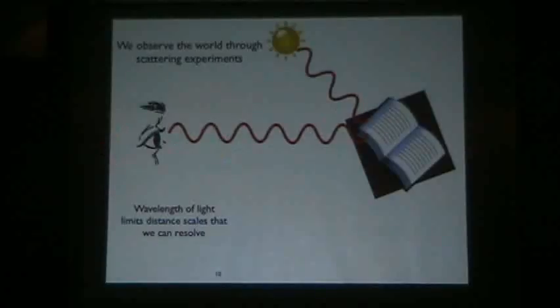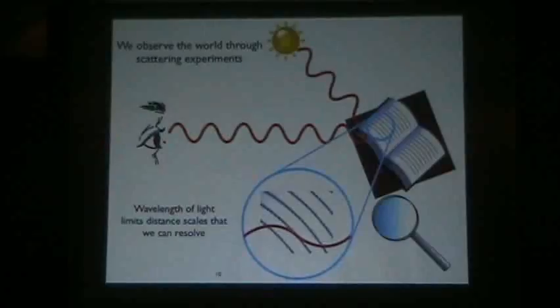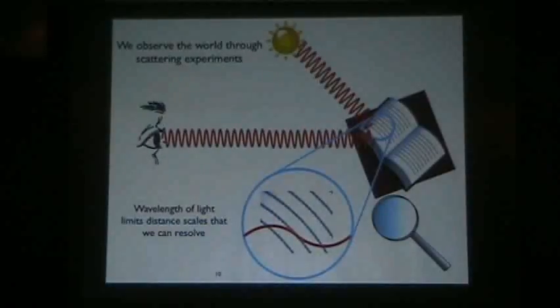But our ability to actually resolve the individual lines on the book, for example, depends on the wavelength of the light that scatters off of it. In this example, the light comes in with a wavelength that's very long compared to the distance between the lines. So it's not sensitive to the finer structure of what's actually written in this line. It can't see it because the wavelength is too long. So if we wanted to read the page, we would have to use light of a shorter wavelength.